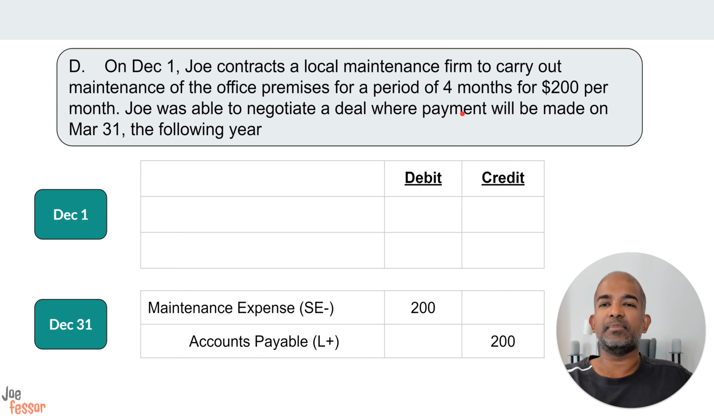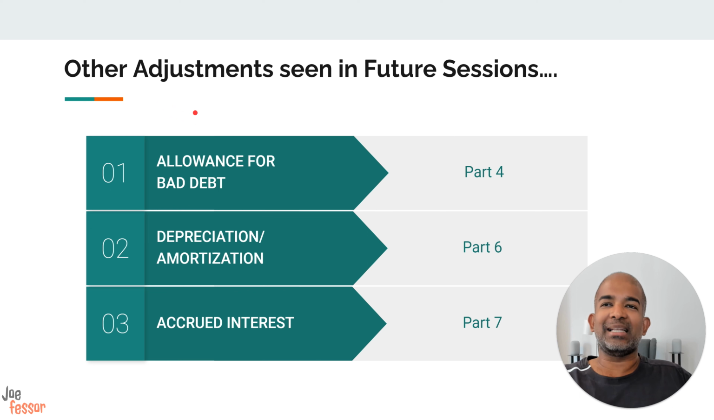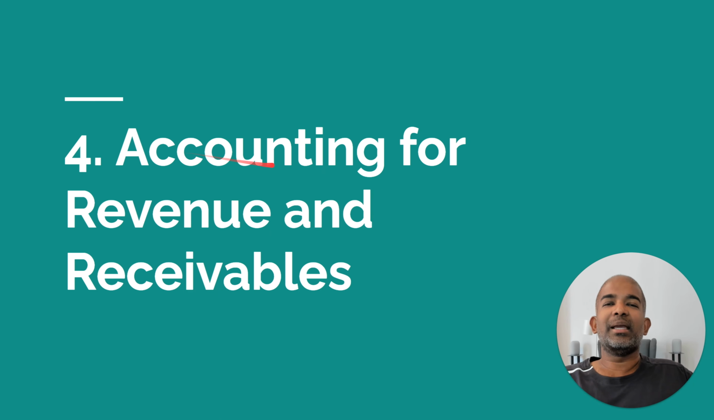In this session, we've seen the 4 categories of adjustments, which is deferred or accrued revenues and deferred or accrued expenses. In some of the future sessions, we'll look at more practical scenarios of these adjustments. For example, in part 4, we'll look at how to make an adjustment for an allowance for bad debt. In part 6, we'll look at making adjustments for depreciation and amortization expenses. And in part 7, when you take a loan, we'll look at how to make an adjustment for accrued interest.